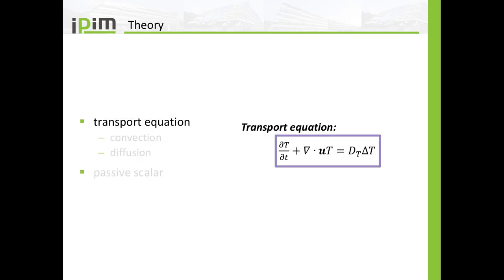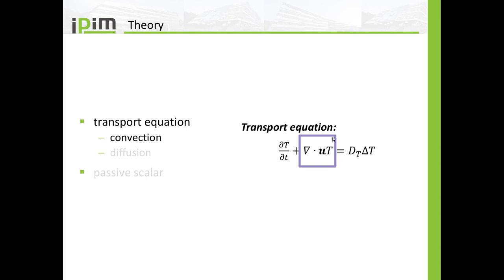Now let's come to the theory. This transport equation looks like this. You have a partial time derivative, a divergence of the velocity and your passive scalar, and a Laplacian term. So the convection term is this one, where you have the divergence of a constant velocity field and your scalar. Now, it is very important that your velocity field is constant over the simulation, over time.